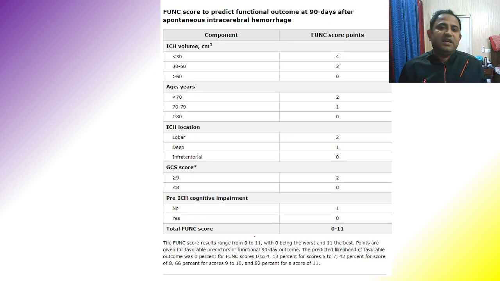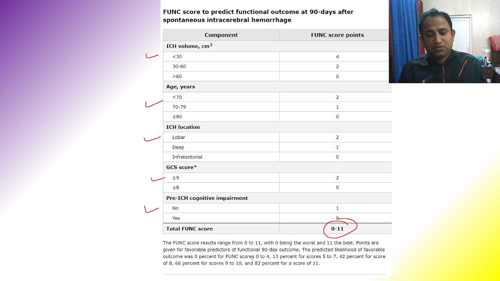And this is a functional score, which is able to tell you the functional outcome of an individual 90 days after a spontaneous intracerebral hemorrhage. Once again, this has 5 components: the ICH volume, the age, the ICH location, GCS at presentation, and pre-ICH cognitive impairment. And this total score ranges from 0 to 11.